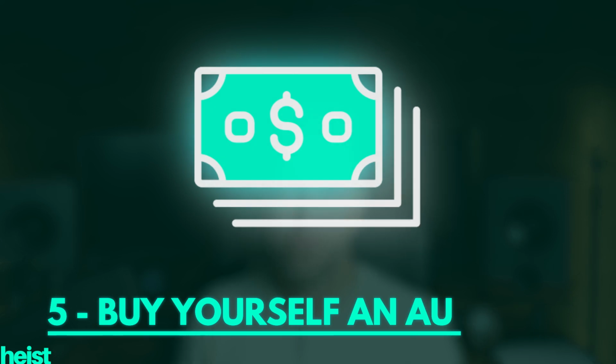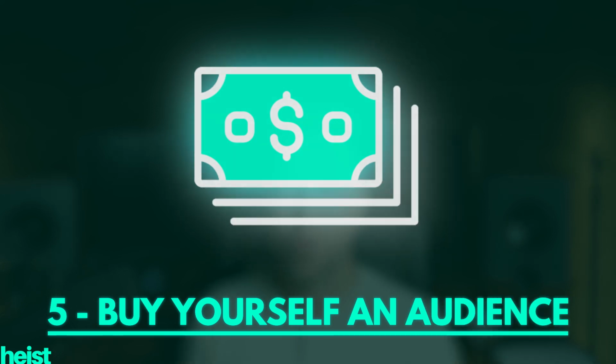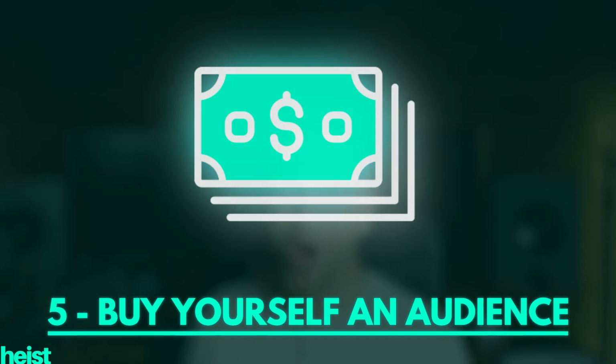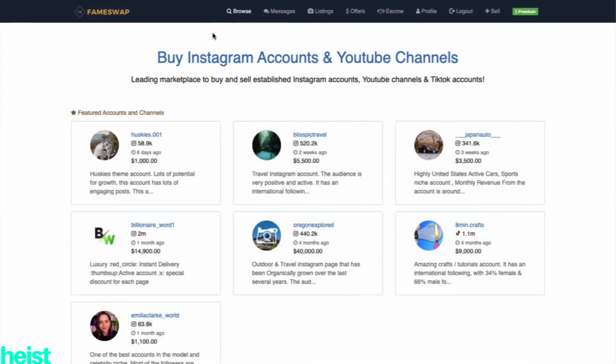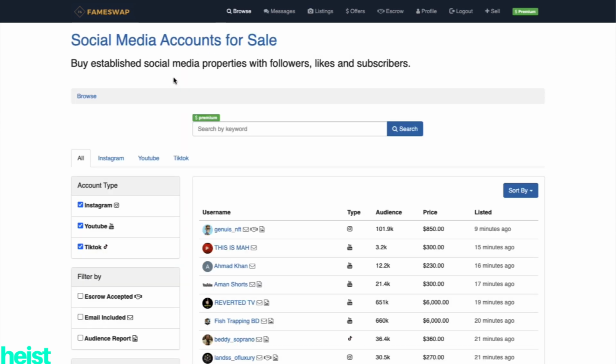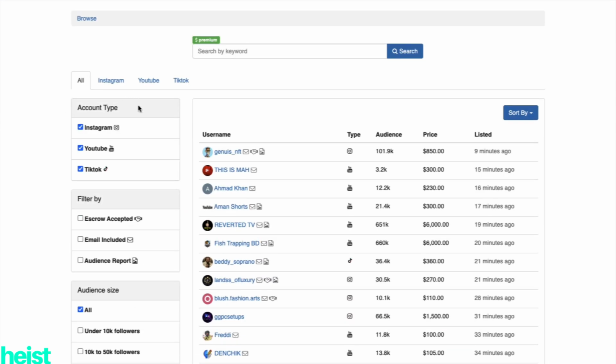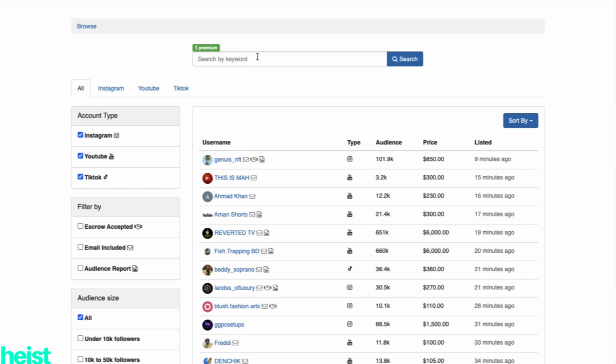And then the final strategy, which is a very interesting one, is if you don't want to go through the hard yards of building your own, you can actually buy audiences. Now you're thinking, what the hell does that mean, Adam? How do you buy an audience? Well, there's a really cool site called fameswap.com. What FameSwap enables you to do is to search by specific niches or keywords or types and actually find Instagram accounts, TikTok accounts, and even YouTube channels that you can actually purchase.